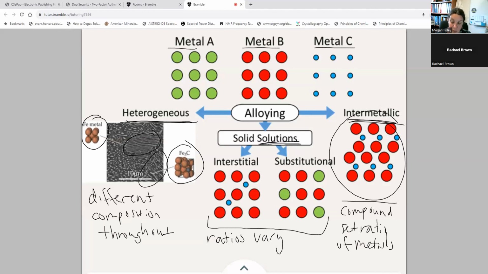Additionally, with any of these alloys, they don't necessarily have to be just metals. Steel is considered an alloy, and the alloying element we add in there is carbon, and other metals. Okay.